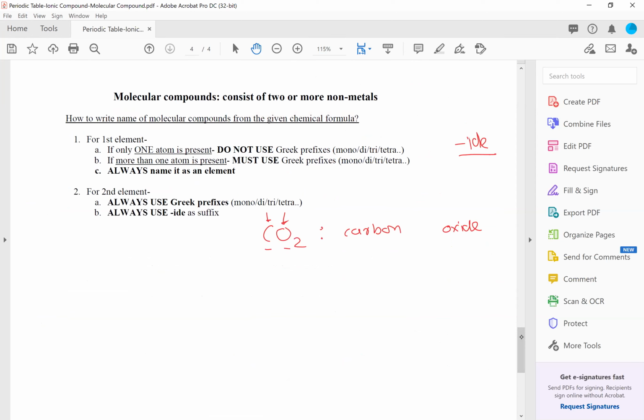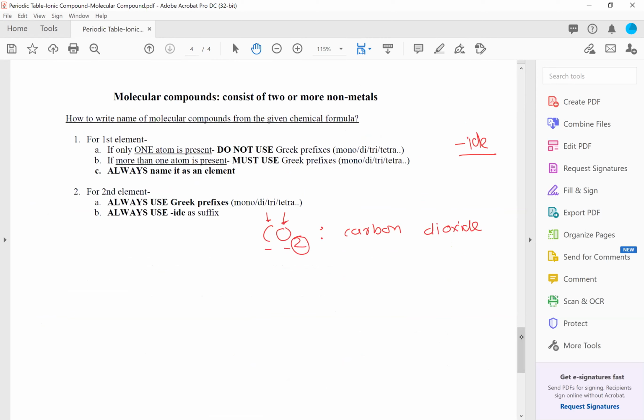All right. However, as I told you, for an ionic compound, you do not bother about the number. And for a molecular compound, you always write a number, right? Depending on the number, you use the prefix. Because there are two oxygens, we're going to call it dioxide. So the name of this compound will be carbon dioxide. It's not just oxide. Now it is dioxide.